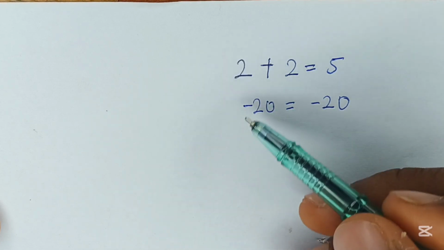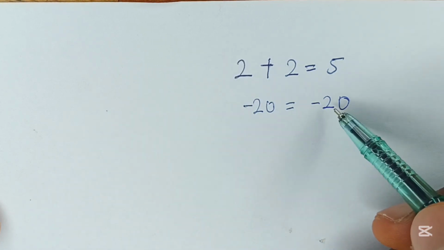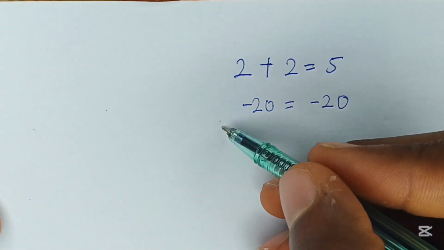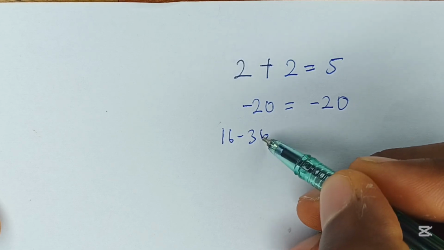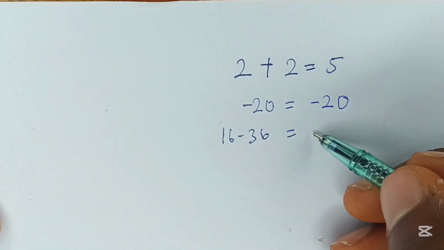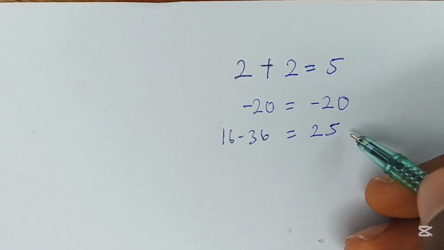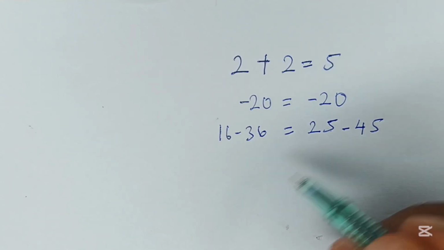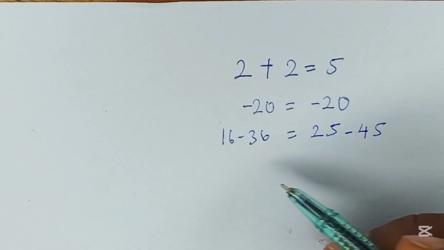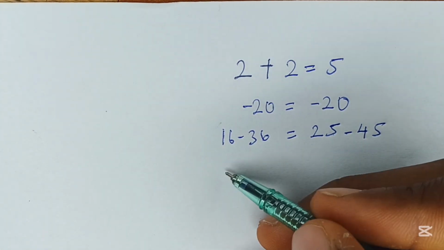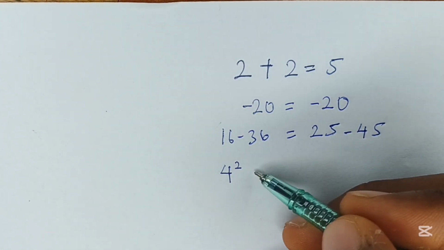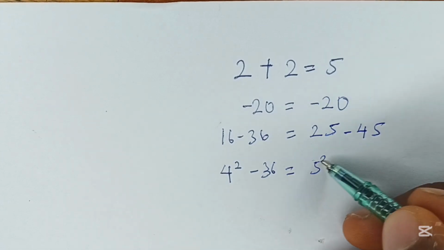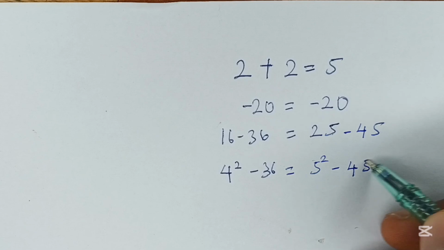below. First thing you have to agree with me on is that minus 20 is equal to minus 20. Okay? Now minus 20, we can write this minus 20 as 16 minus 36. And this is also equal to 25 minus 45. Okay, so both of them are equal to minus 20. Now, moving on, 16 is equal to 4 squared. So 4 squared minus 36 is equal to 5 squared minus 45.